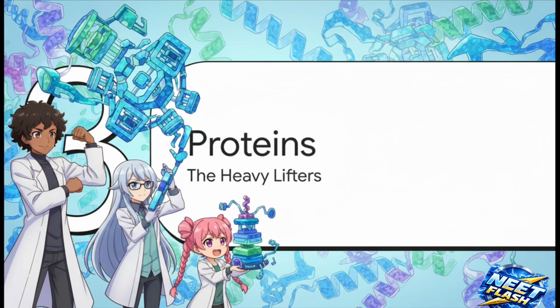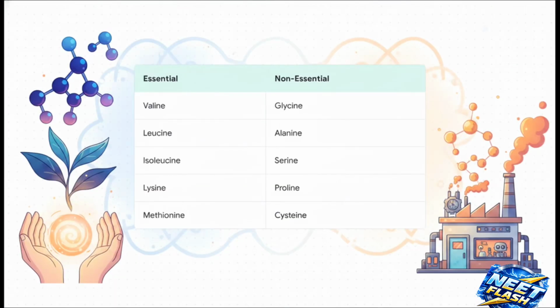All right, Section 3, proteins. These are the physical machinery and the heavy lifters of the cell. Proteins are heteropolymers, which is just a fancy way of saying they're complex chains built from a mixed alphabet of 20 different amino acids. Now, your body is an incredible manufacturing plant, but it does have limits. There are 10 non-essential amino acids that our bodies heroically manufacture from scratch. But the other 10, those are your essential amino acids. Your body simply cannot make them, which means you absolutely must get them from your food to stay alive.